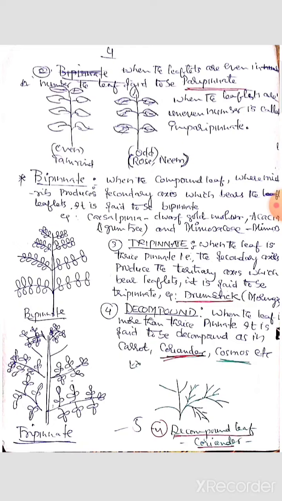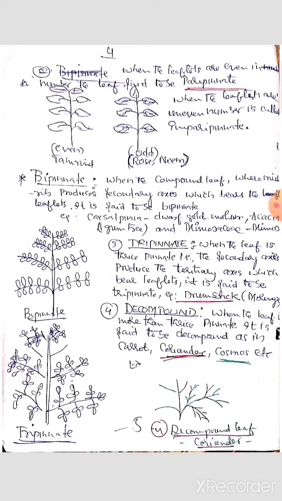Third one, tripinnately compound leaves. Here the name itself indicates the primary rachis doesn't produce leaflets, it gives secondary rachis. The secondary rachis doesn't produce leaflets, again it produces tertiary rachis. Upon the tertiary axis, it bears the leaflets, and it is said to be tripinnately compound leaves or simply called tripinnate. You give the example drumstick, commonly called moringa. Fourth one, decompound leaf.